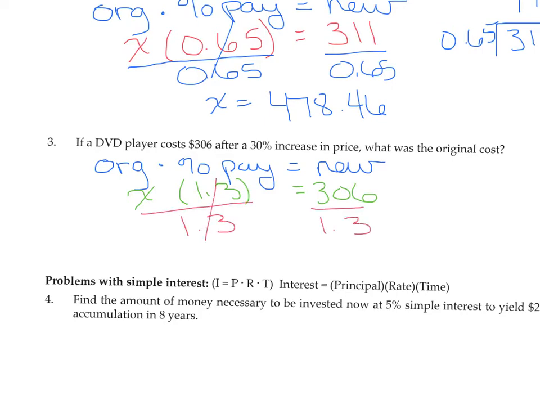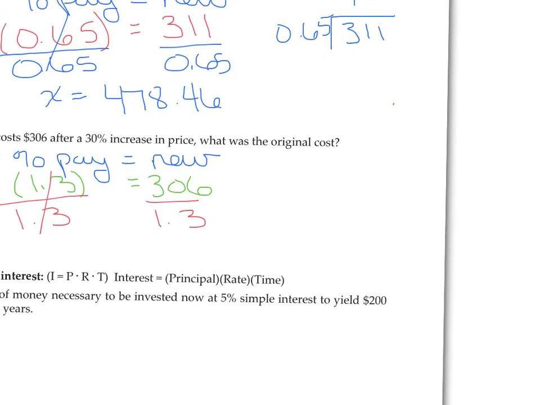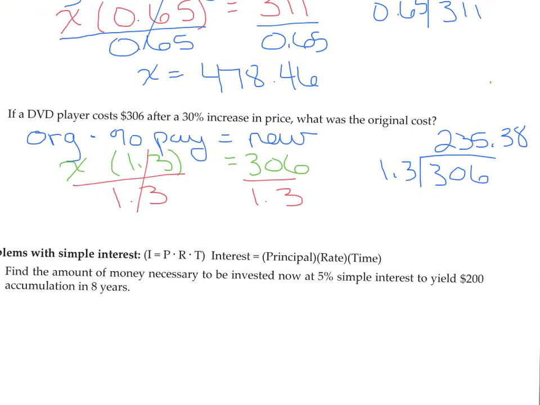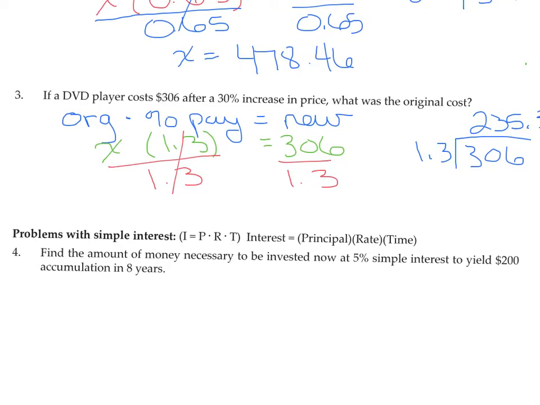So you have 306 divided by 1.3, which you can do over here to the side. And that comes out to be 235.38, rounded to the nearest cent. And that makes sense. Since this was an increase in price, the original cost should be lower to make room for the increase to 306.